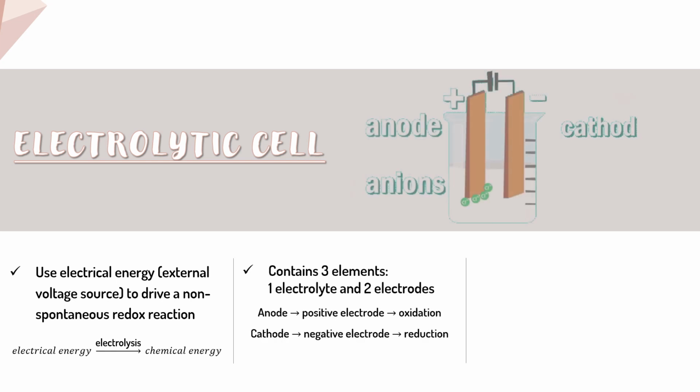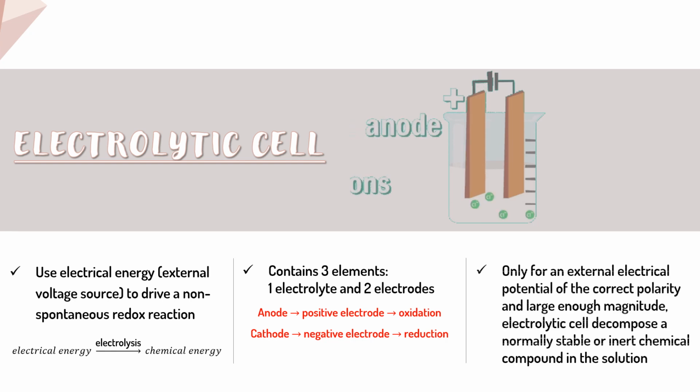An electrolytic cell contains 3 elements, which are 1 electrolyte and 2 electrodes. The anode is the positive electrode, and it undergoes oxidation, and the cathode is the negative electrode, and it undergoes reduction. Only with an external electrical potential of the correct polarity and large enough magnitude can an electrolytic cell decompose a normally stable or inert chemical compound in the solution.